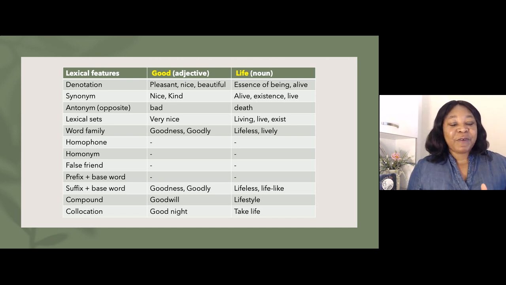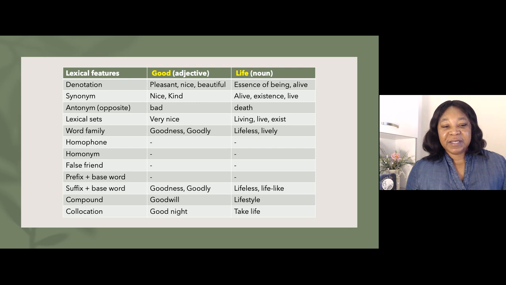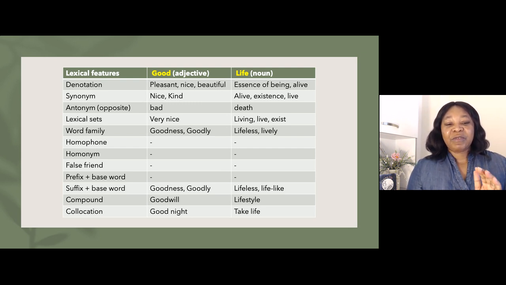Then we have word families. You can find root words that can be constructed with affixes, either with a prefix or with a suffix at the end. That's word family. Then homophones, I've mentioned them before. Homonyms function like homophones. False friends, I've mentioned that. Prefix plus base word and suffix plus base word, they are affixes. Then you have compounds, compound nouns, compound words, you have collocation. So these are some of the lexical features.